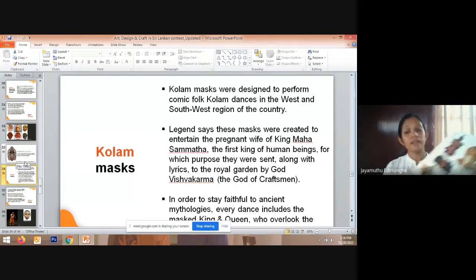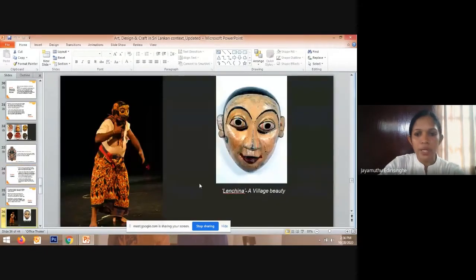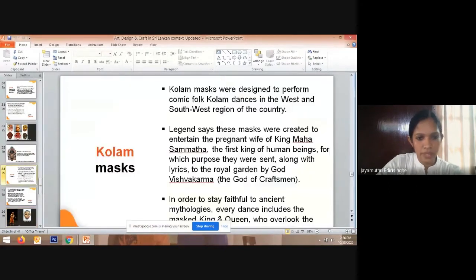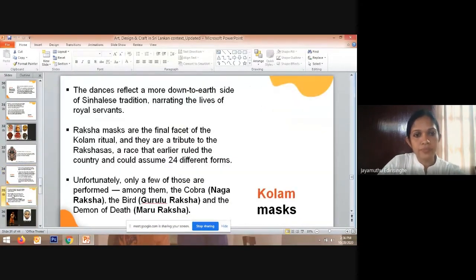There are very different types of masks, and there are villagers' masks which are just normal, not like the king and queen's masks. The king and queen's masks have a lot of motifs and decorations, whereas these are a bit more normal. Right? Let's move forward.